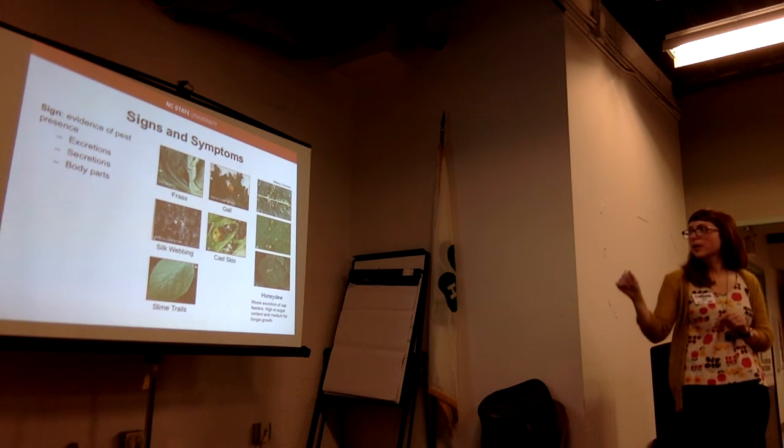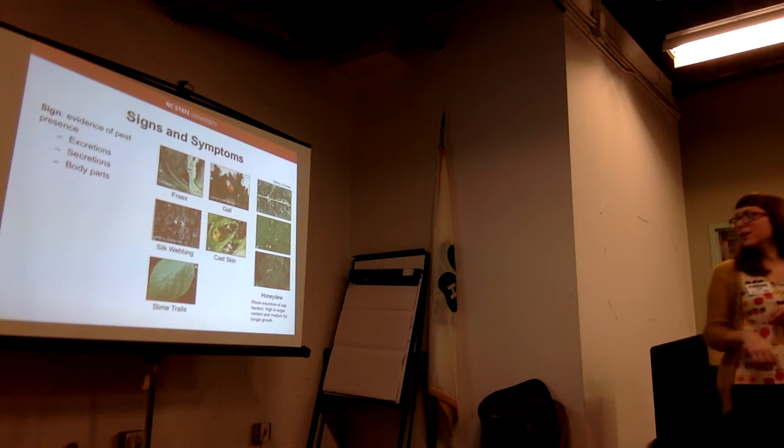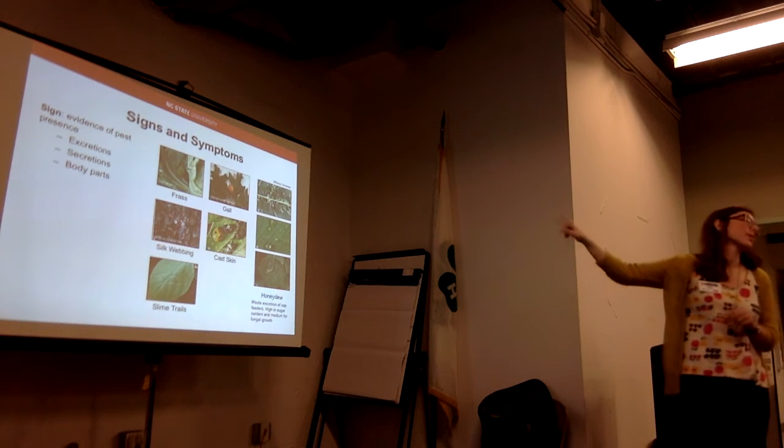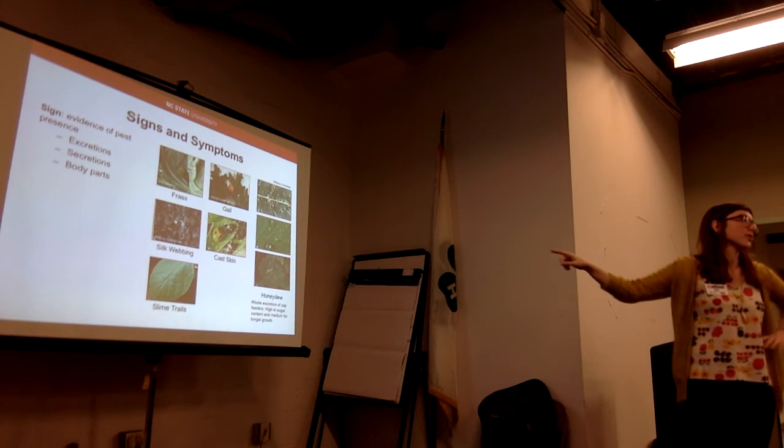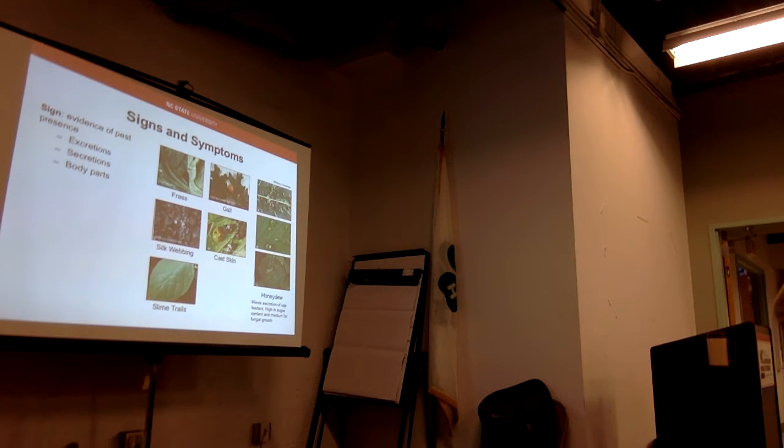Other signs: silk webbing, cast skins, which is what they mean by body parts. Again, that's the idea of those exoskeletons flying around. Slime trails and honeydew. And we'll cover honeydew a little bit more in depth later in the second set of slides, just because that's an important one to think about with a lot of different insects.